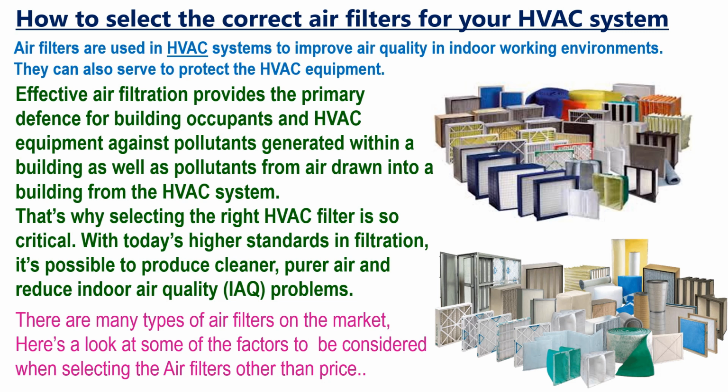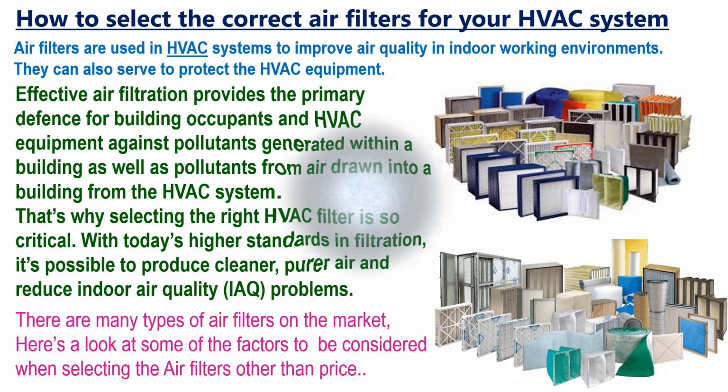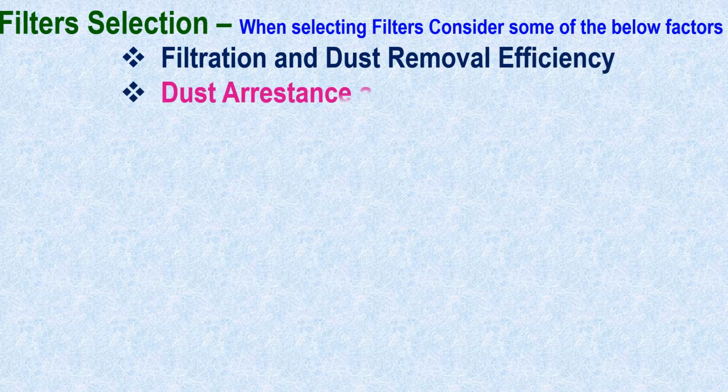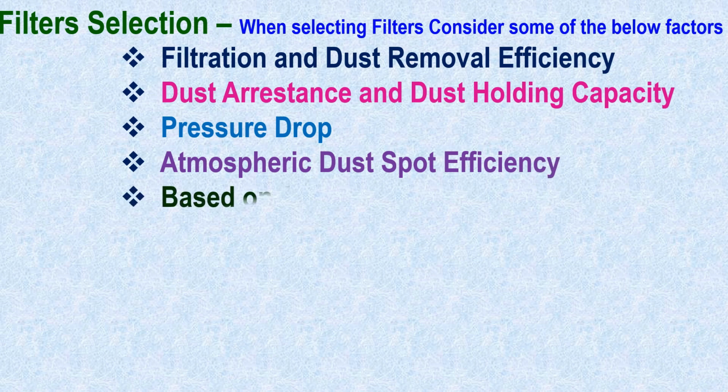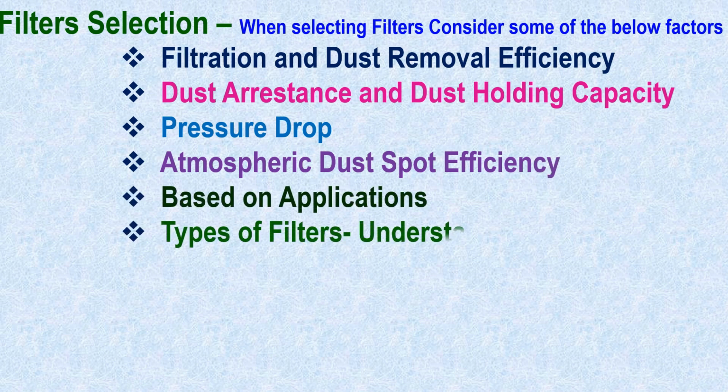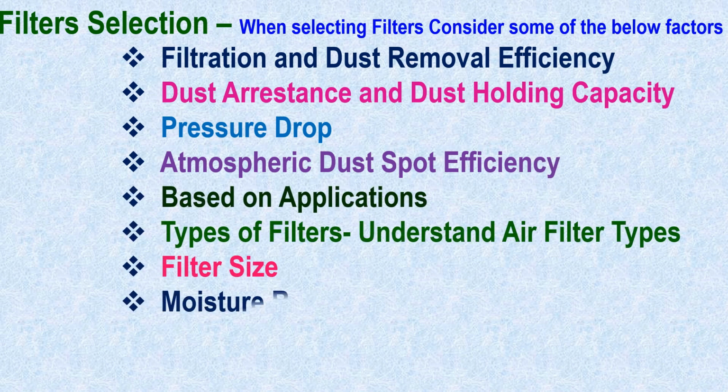There are many types of air filters on the market. Here's a look at some of the factors to be considered when selecting the air filters, other than price. When selecting the air filters, consider some of the below factors. 1. Filtration and dust removal efficiency. 2. Dust arrestance and dust holding capacity. 3. Pressure drop. 4. Atmospheric dust spot efficiency.